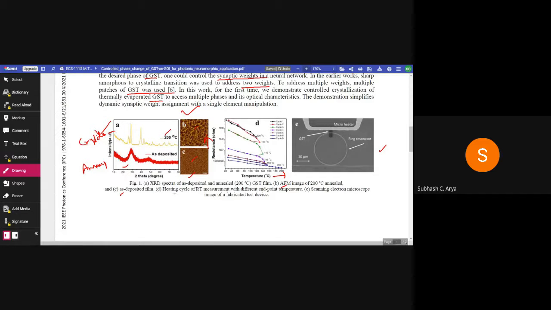D is the heating cycle of RT with endpoint temperature 200 degrees. Okay, the resistance is decreasing in all cases. So 200 degrees centigrade is the blue one, with cycle 1, cycle 2, cycle 3.